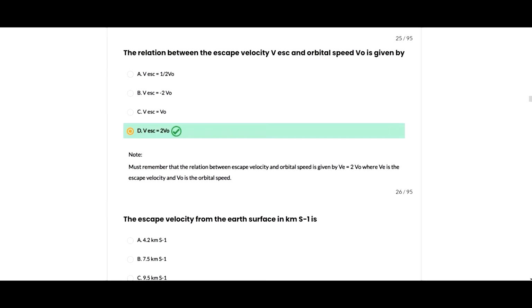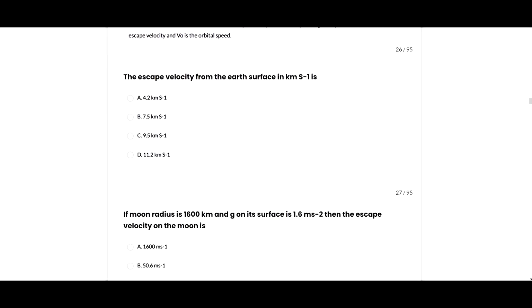The next MCQ is here. The escape velocity from the Earth surface in kilometer per second is given here. So here is the correct option here. D option is correct. The escape velocity from the Earth is here 11.2 kilometer per second. Must remember. So D option is correct.